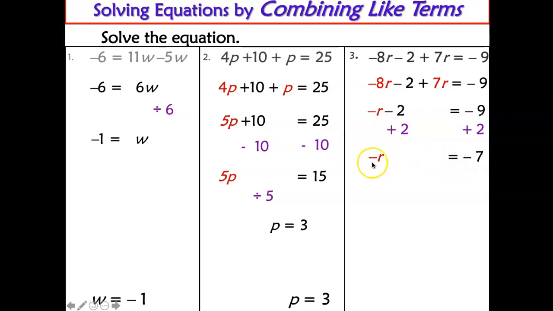Again, we do not want to have a negative value for our variable. So to change that, we're going to divide both sides by negative 1. So divide negative r by negative 1, it will become positive r, and negative 7 divided by negative 1 is 7. Okay, so I hope that you understand what you need to do.